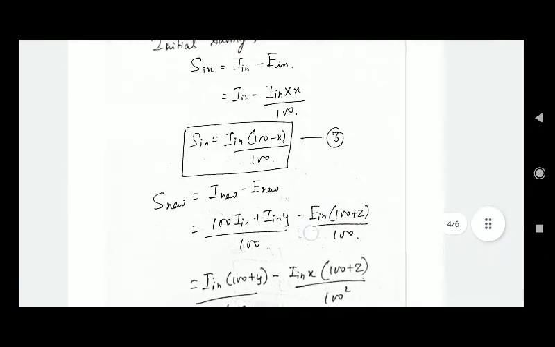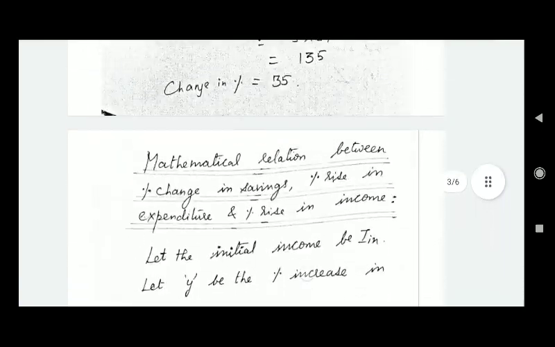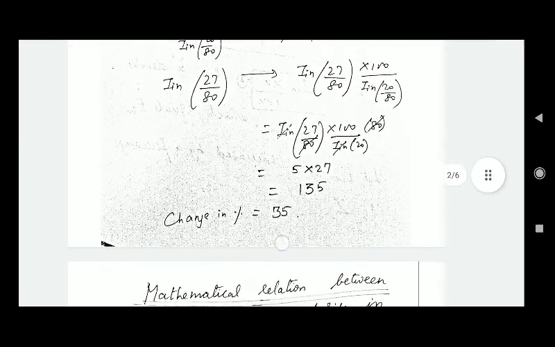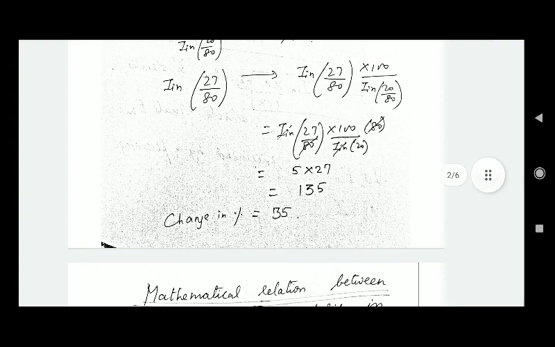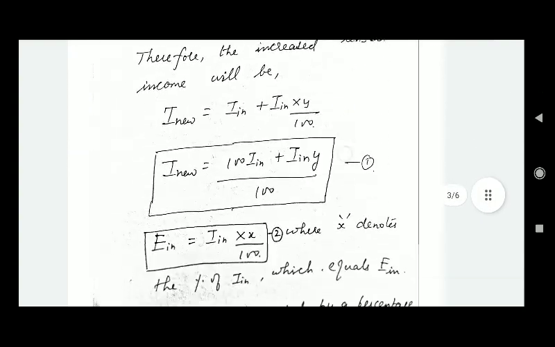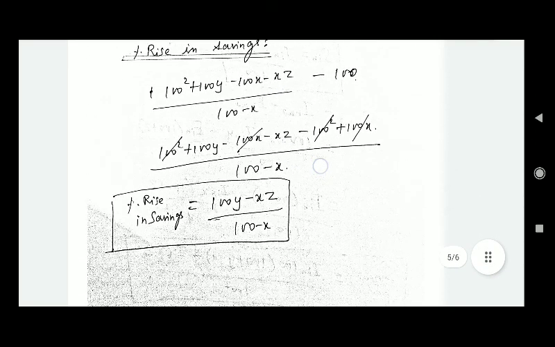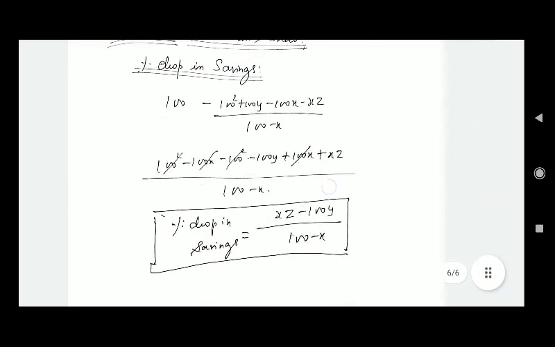That is the exact value that we got in the example. If we recap the example, the final answer that we got in our example was 35. Here it is 35. So the same 35 can be obtained from a single formula. We can either apply the percentage rise in savings formula or the percentage drop in savings formula. In either way we can get the answer, because if we are assuming it to be a rise and we get a negative value, it will obviously be the drop.